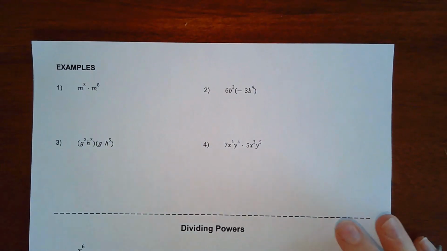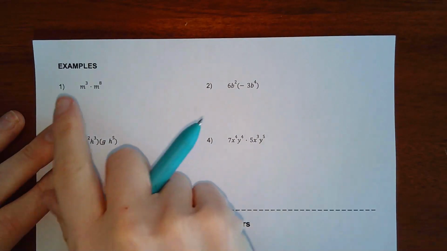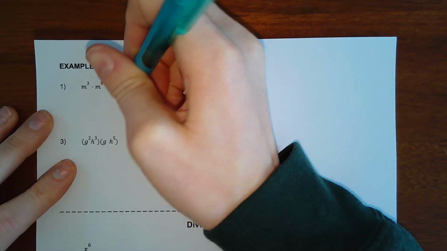We'll take a couple examples of multiplying powers. So here we see we have the same base, m to the 3rd and m to the 8th. If we add those together, 3 plus 8 would give us 11.